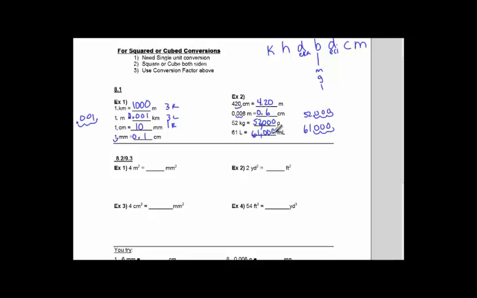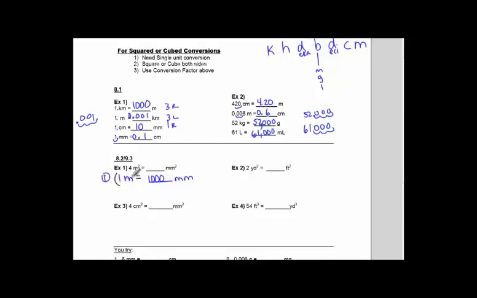Now, what I want to do when I'm converting square units, and then also the same with cubic units, is that I first want to do just the linear conversion. Let's find out 1 meter is equal to how many millimeters. So the first step would be that we want to know 1 meter is equal to how many millimeters. We would move the decimal place to the right 3, which would give me 1,000 millimeters.